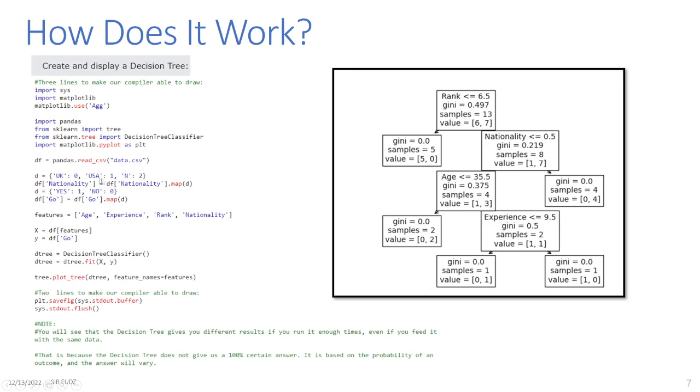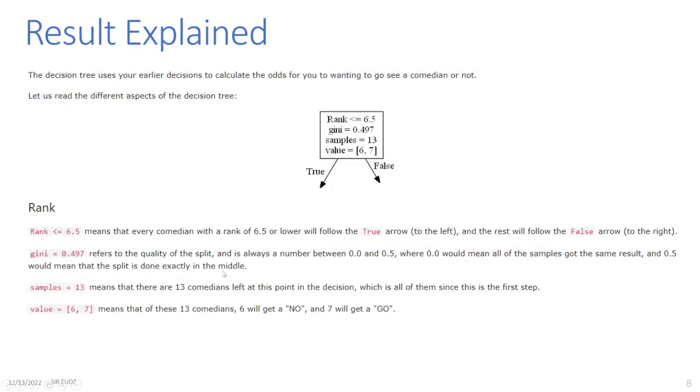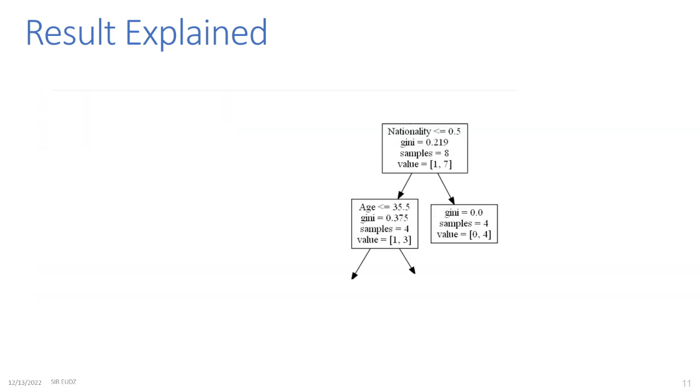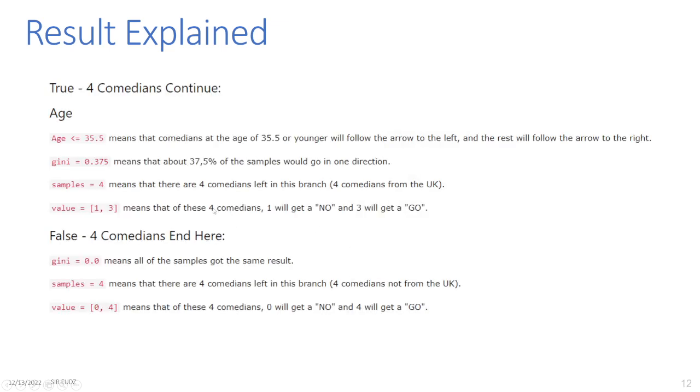0 for UK, USA 1 and others. Then here, so nationality, we have now the next step. So this is based on nationality, and now based on age. So true for comedians continue.